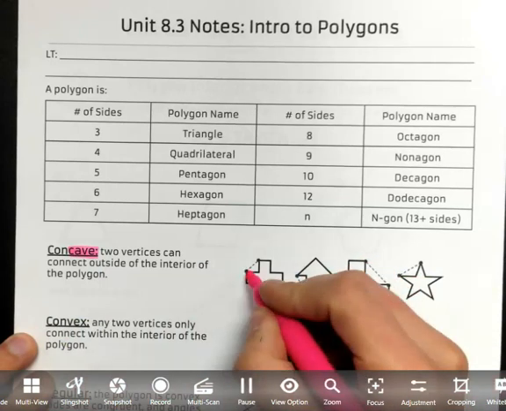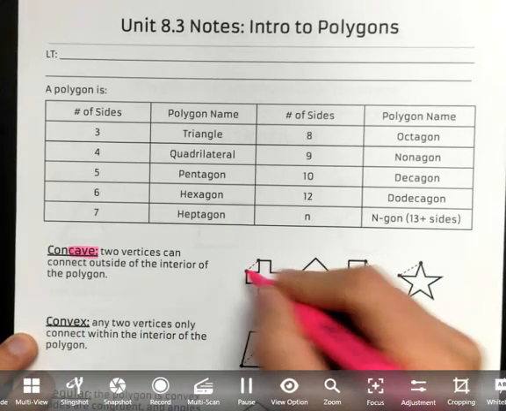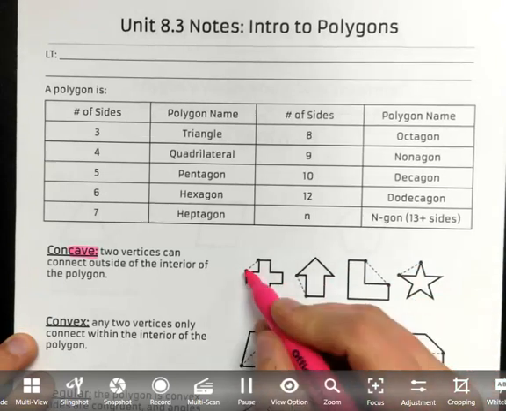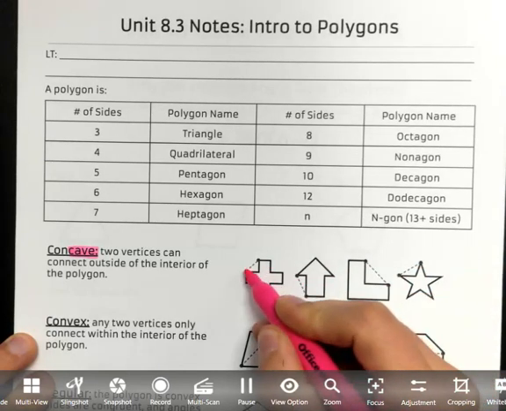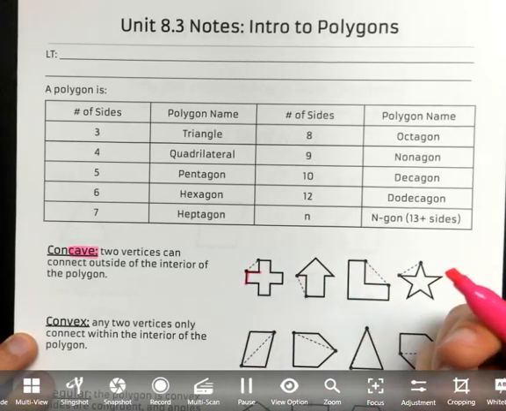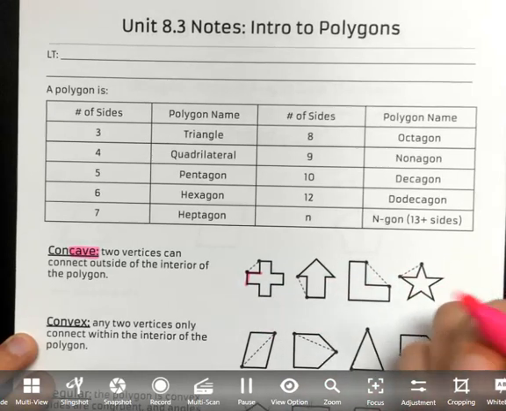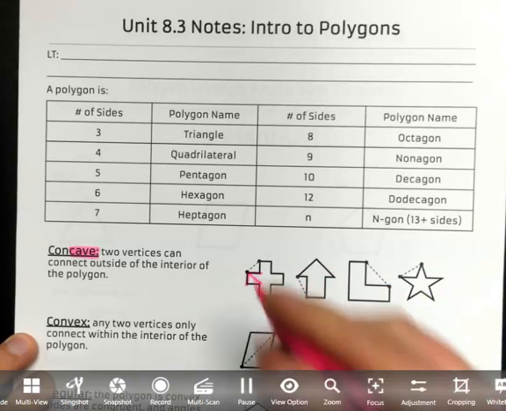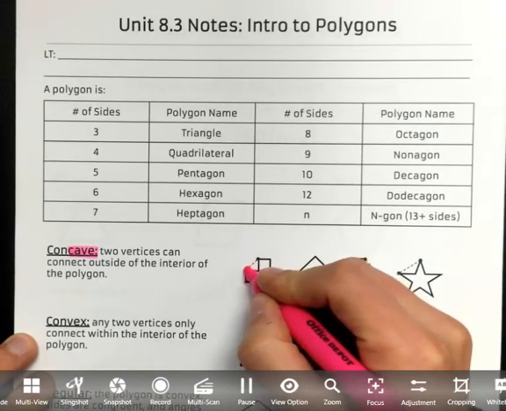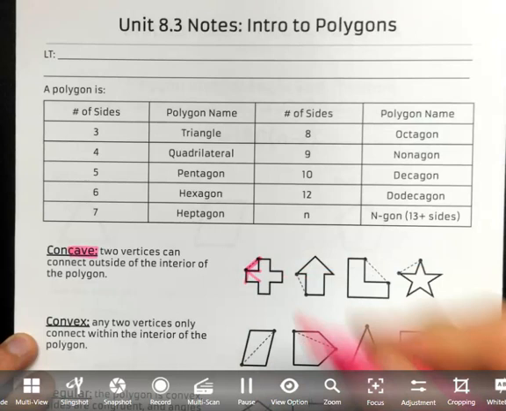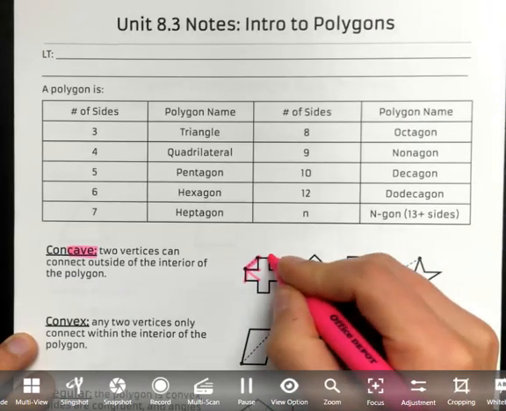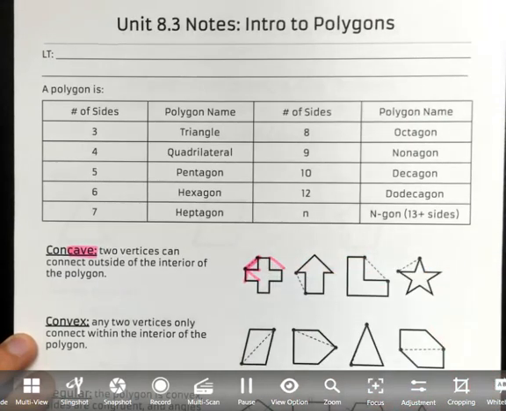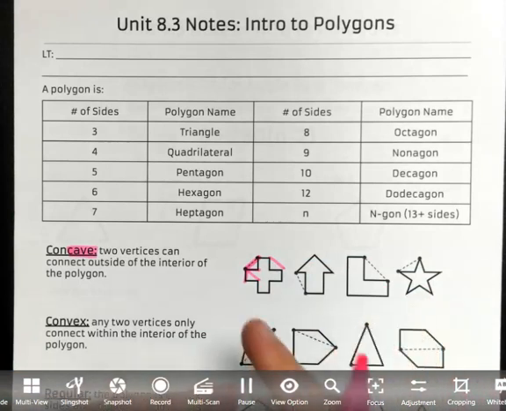What that means is for example here, this vertex, if I'm trying to connect it to other points, I can connect it here and here, which is inside or on the line. Here that's still inside, so that does not meet the definition for concave, but then right here you can connect it outside. Same thing here, you can connect that outside. So this is a concave shape because you can connect 2 points on the outside.